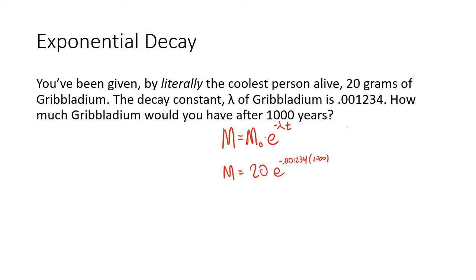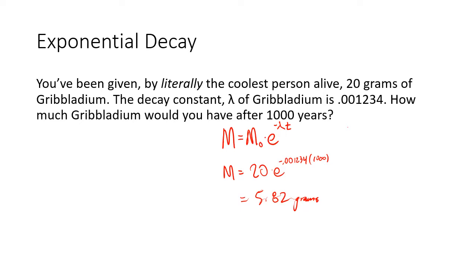I'm not sure. I've got to type that into a calculator here. E to the power of negative 0.001234 times 1,000. Let me get a syntax error. Why? Oh, I did delete that. Fix it. Times 1,000. That times 20 would give me 5.82 grams of gribladium remaining after 1,000 years.